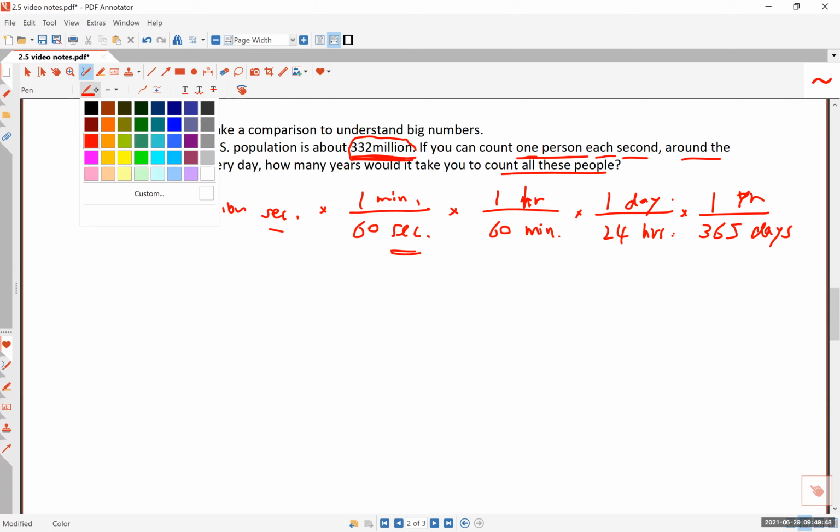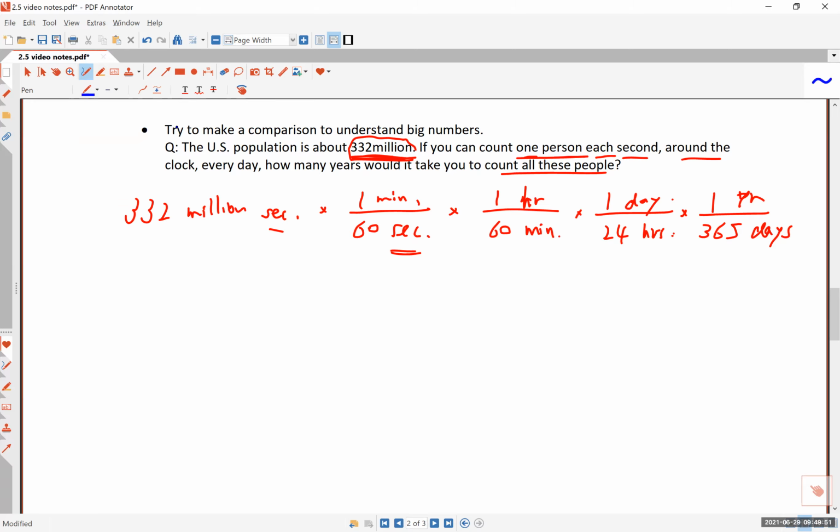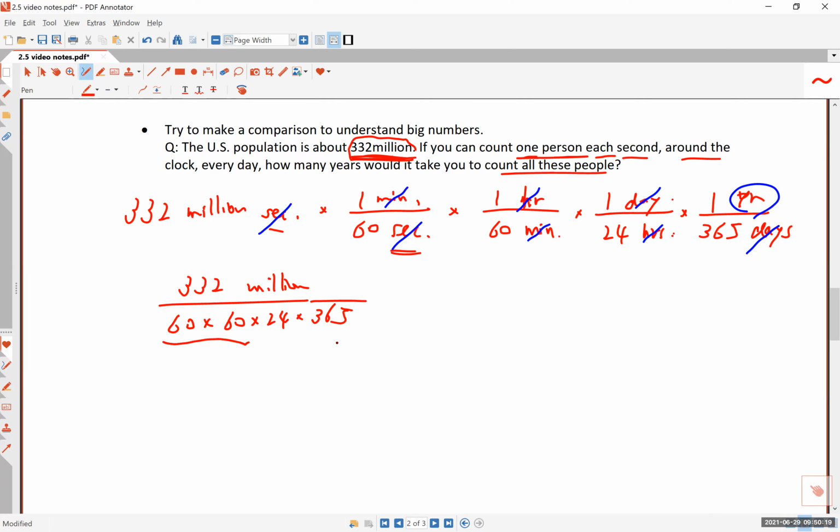And again, if you want to just calculate this without worrying about the units, I think that's doable because it's rather simple, all of these will cancel. The only thing that's going to be left is the number of years. All right, and so that is what we will come up with. It's basically 332 million divided by 60 times 24 times 365. The denominator represents the number of seconds in 1 year. All right, so then this is the answer.